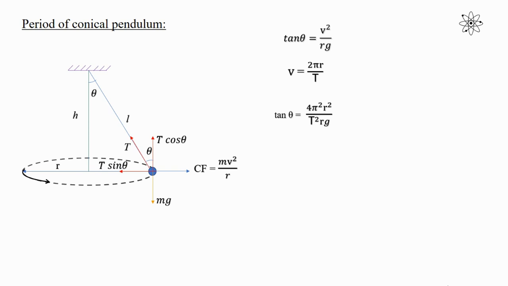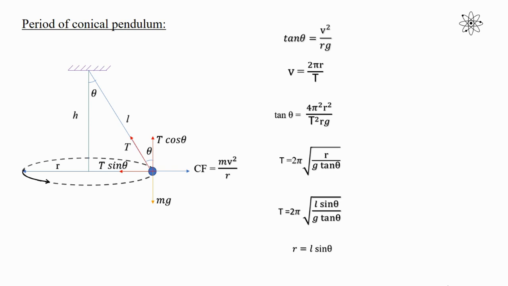Now, substitute this value of speed in the above equation. We have tan theta equal to 4 pi square r square upon T square rg. After simplification, we have the period of the conical pendulum T is equal to 2 pi under root of r upon g tan theta.